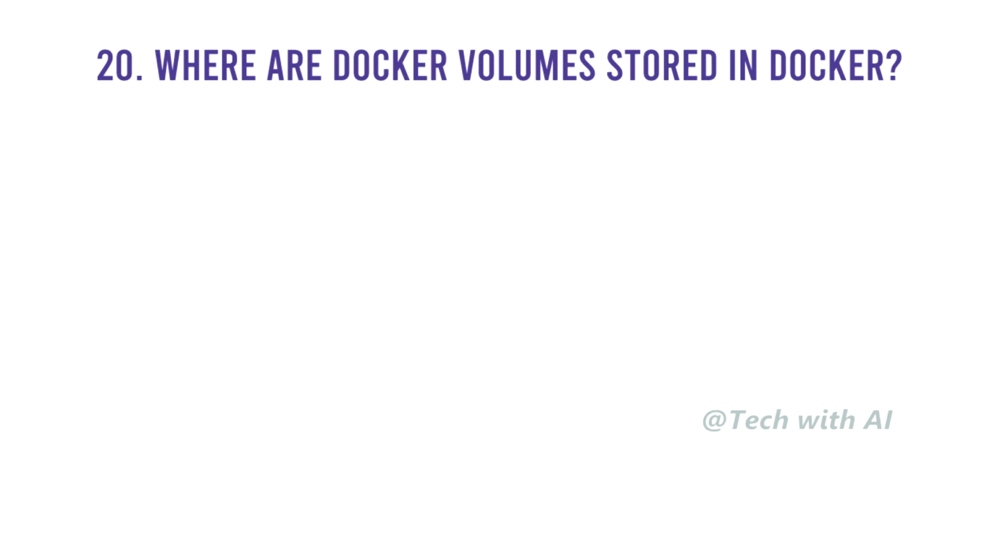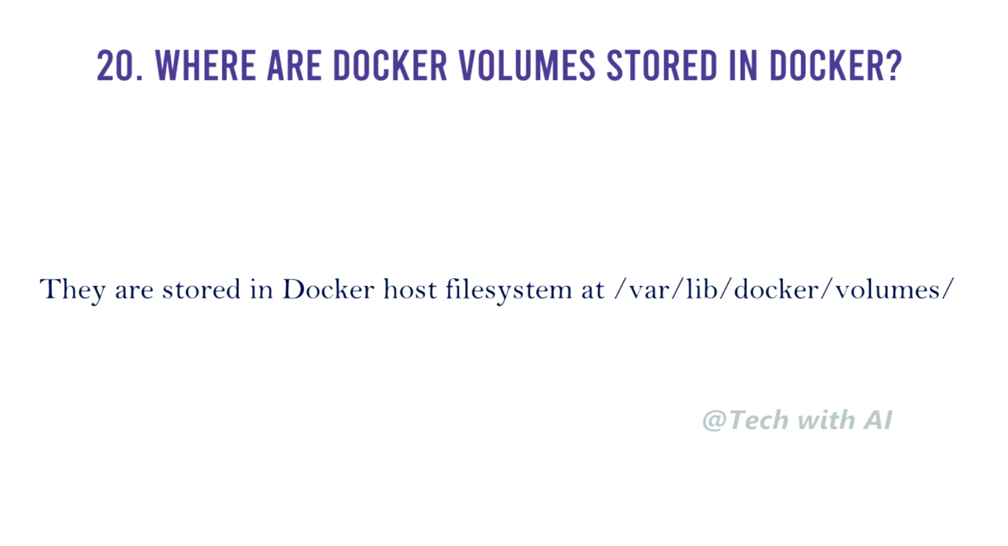Where are Docker volumes stored in Docker? Volumes are created and managed by Docker and cannot be accessed by non-Docker entities. They are stored in the Docker host file system at /var/lib/docker/volumes.